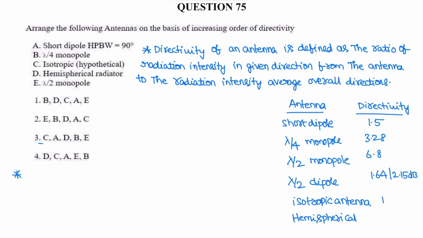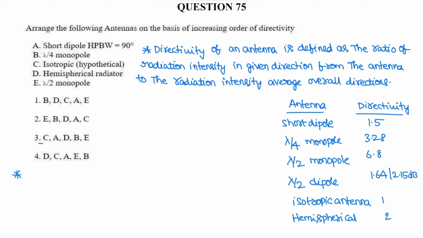For the hemispherical antenna, it radiates energy in half of the sphere. The isotropic antenna radiates energy in all directions, whereas the hemispherical antenna radiates only in half of the sphere, so its directivity is 2 times. Directivity is a measure of the degree to which the radiation emitted is concentrated in a single direction, or a measure of how directional an antenna radiation pattern is. So from this, the correct option is C.